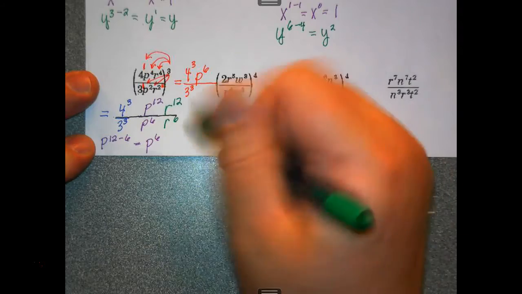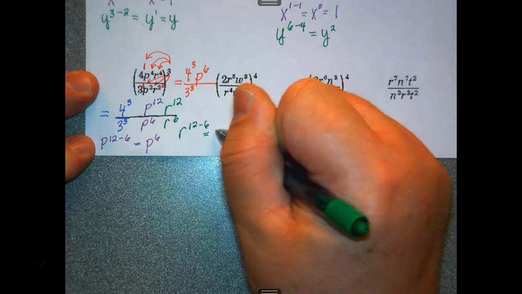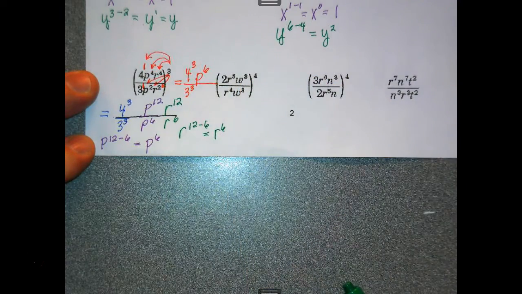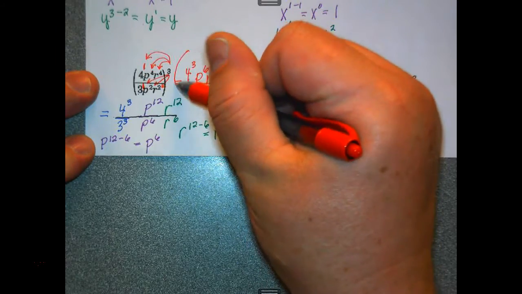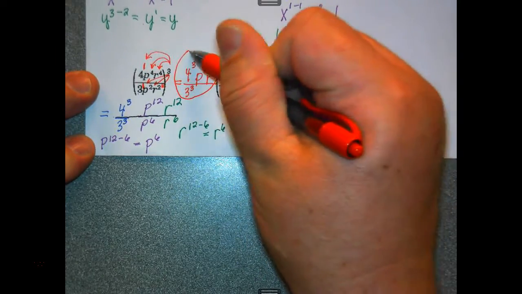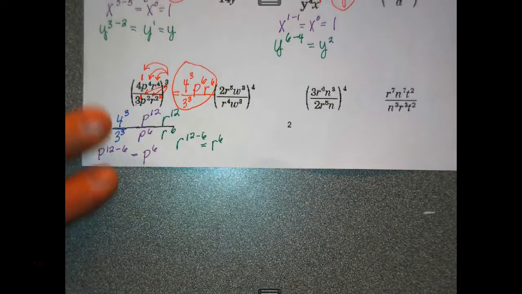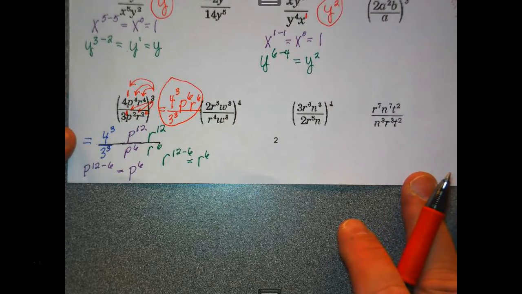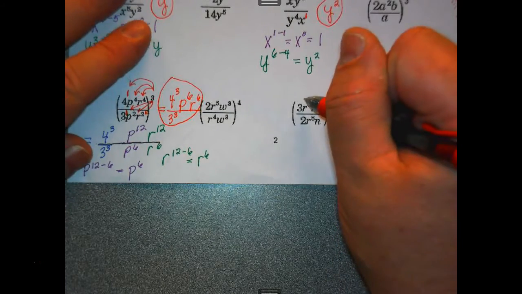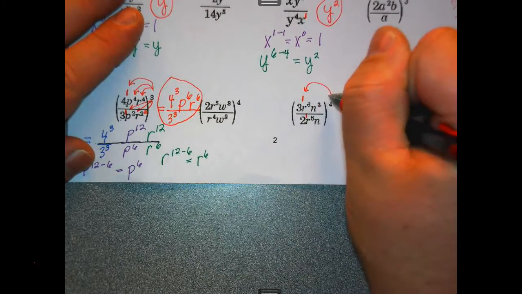And the r's. r to the 12 minus 6, r to the 6. So here's my answer. Wow, that's a winner. Hey, last one I'm doing. Multiply every exponent.